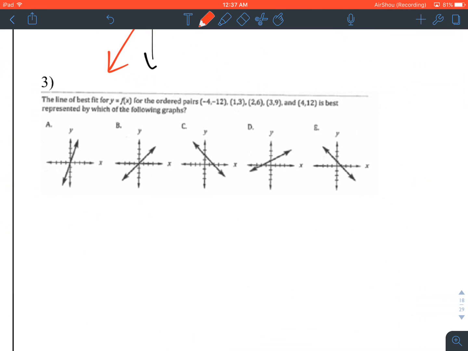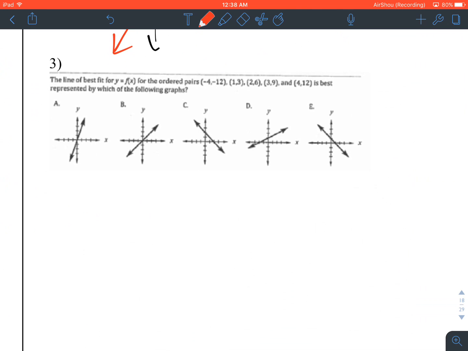Alright, last problem. The line of best fit for y equals f of x for the ordered pairs given is best represented by which of the following graphs? Well, let's see. What I would do is just find the slope. If all these points, well, it's a line of best fit, so all these points might not be on this. Tell you what, I'm just going to plot these points on a bigger graph and see which one fits it the best.